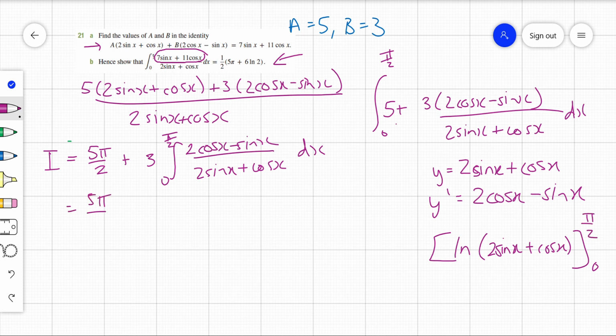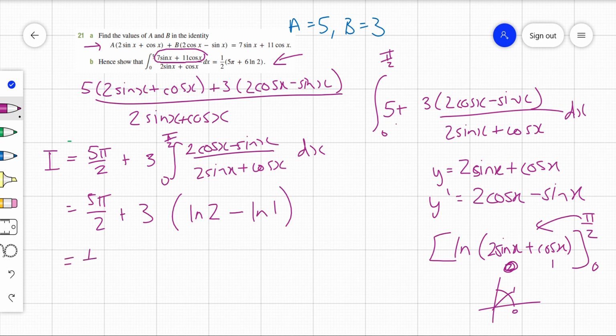So I'm working on the side as well as here, so I'll put the 3 there. When I sub pi on 2 in there, remember your sine x curve, you'll get a 1, whereas your cos x curve, you'll get a 0. So I'm going to get 2 plus 0, so that'll be log 2. And then when I put 0 in, cos x will be 1 and sine x will be 0, so I'm just going to get log 1. Log 2 minus log 1 is just log 2. So I'm getting 3 log 2 there. But if I want to put a half out the front, I've got to times it by 2, so I'm going to get 6 log 2, which is our answer.